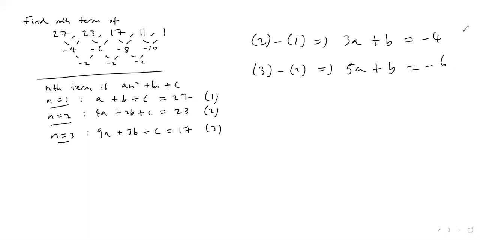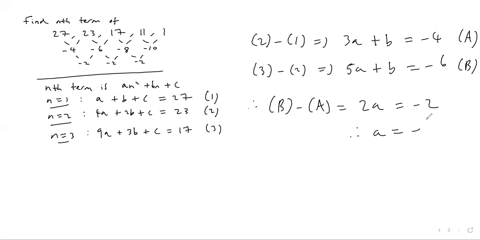Now, I'll call this equation capital A and this one equation capital B. If we do equation capital B take away equation capital A, 5a take away 3a is 2a, and b take away b is 0. And that's equal to -6 minus 4. So 2a equals -10, and therefore a must be -5. Wait, let me restate the working: we find that a equals -1.